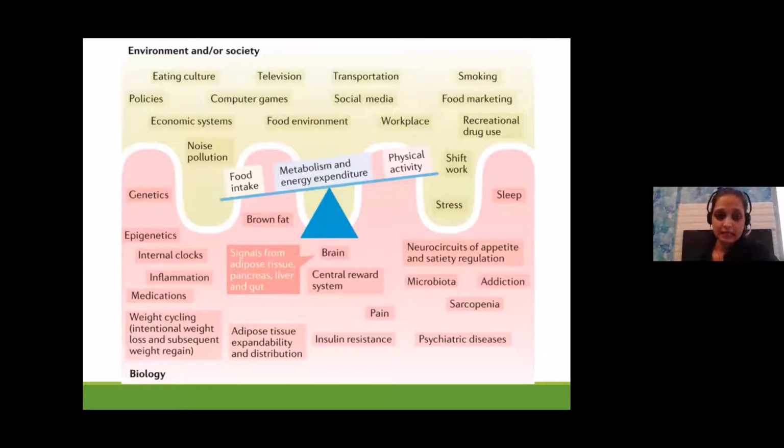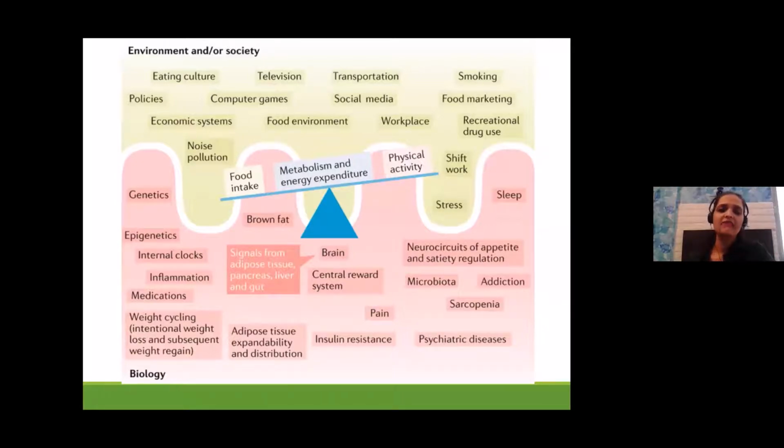Food is often considered as a reward, and all occasions have to be present. All parties will be accompanied by some form of a sweet or high calorie food. There are neurocircuit appetite and satiety regulations happening, addictions, sarcopenia, as well as psychiatric disorders that would impact or interplay with the cultural patterns, the various transportation forms, the ease of moving around, smoking, computer games, increase of virtual environment, social media impact, food marketing.